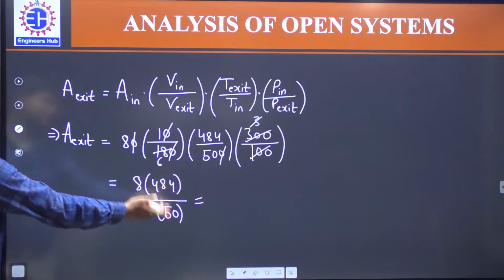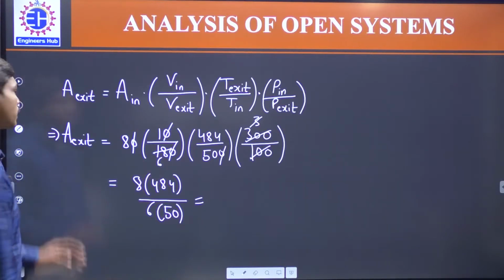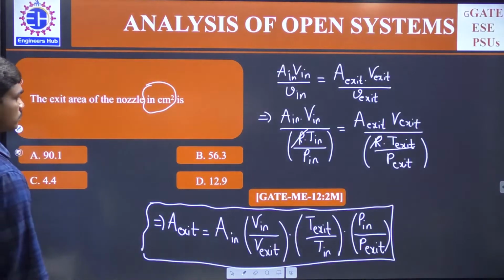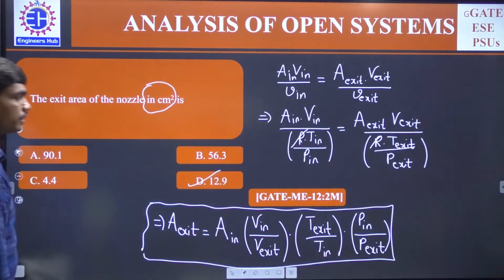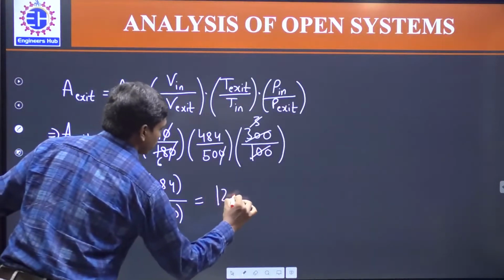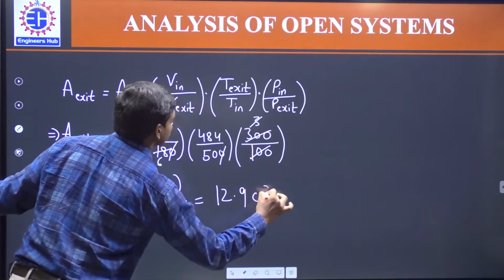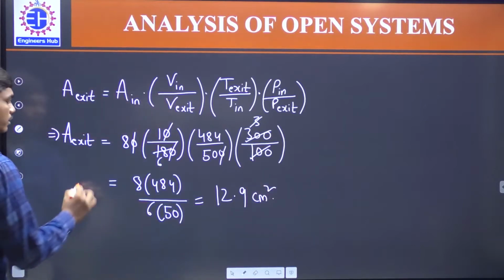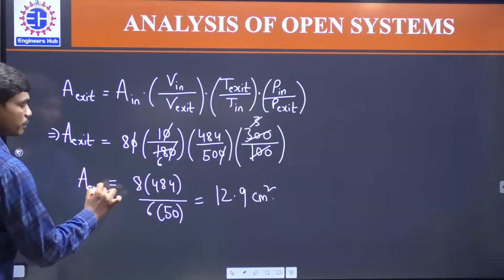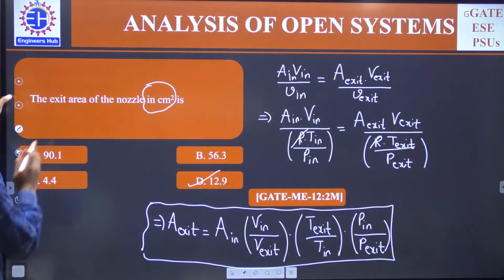50, suppose if I take it 500, around 10 times, 80 by 6, 12 point something could be the answer actually. Yeah, 12.9 could be reasonably correct. 12.9, this is area, so centimeter square. Because even if you perform some rough analysis, since options are far away, 56, 12, 4, 90 and all.